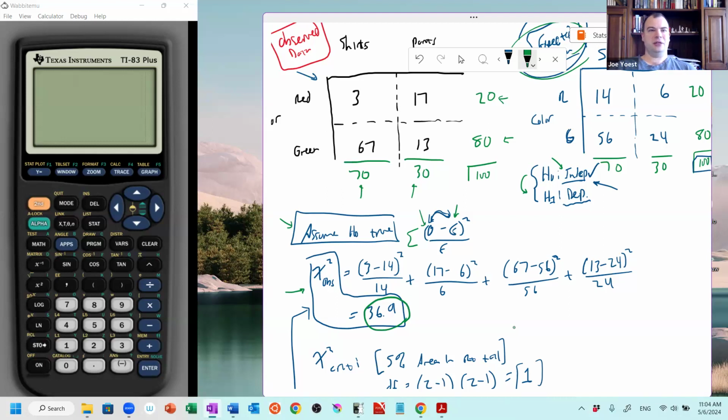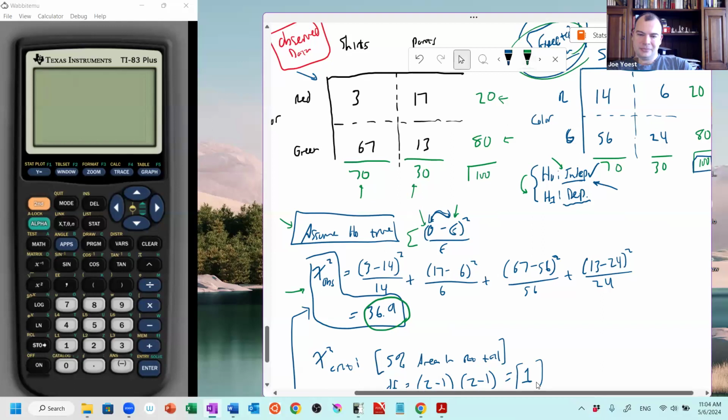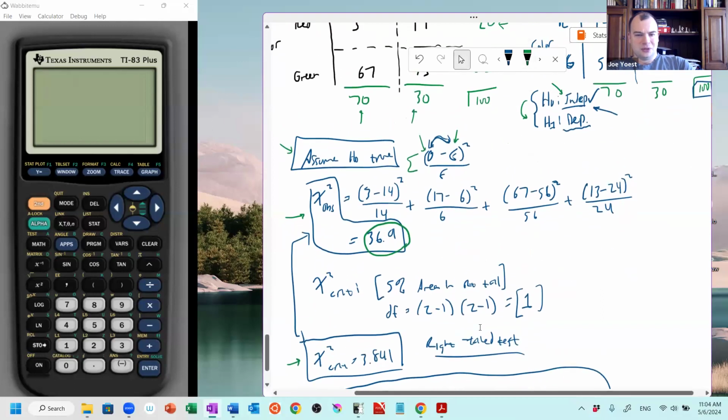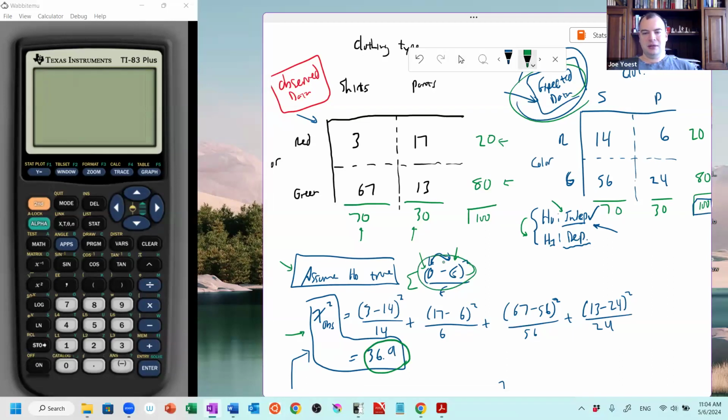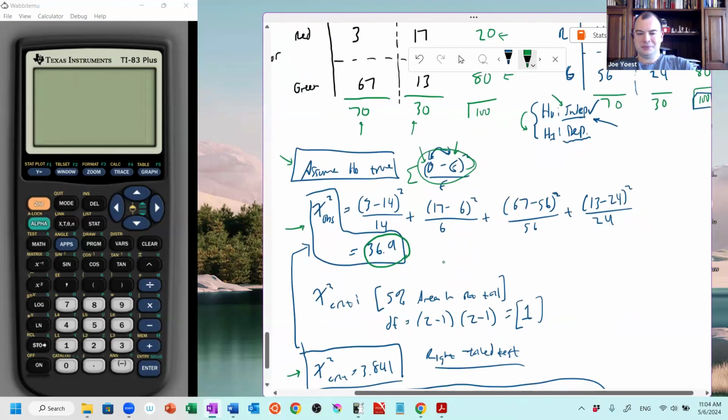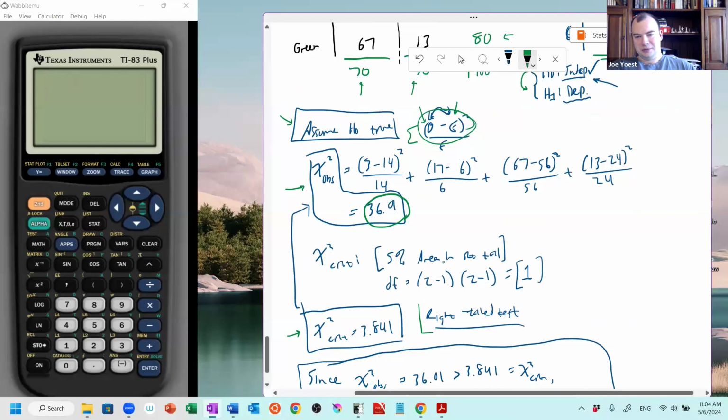Very similar to a Z observed or a T observed that we might have gotten in, say, chapter 8. We know this is a right tail test because, again, we want to reject whenever the observeds are very different from the expecteds. And when the observeds are very different from the expecteds, that observed minus expected squared is a large positive number. So the more large positive chi-squared observed is, the more we want to reject. So this is a right tail test.